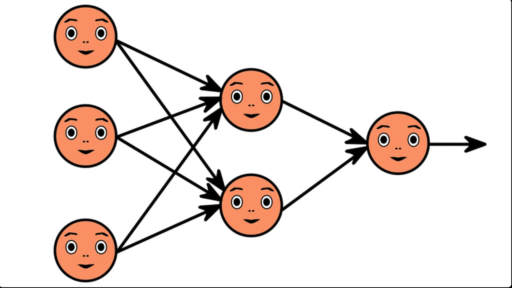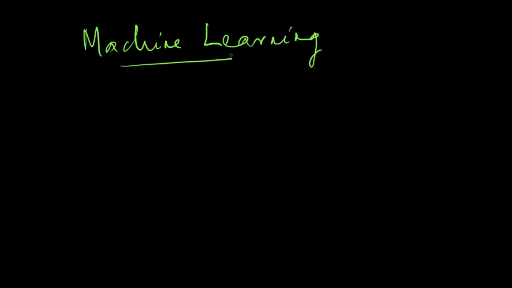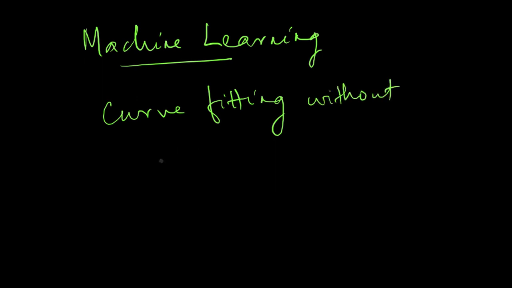So in other words, machine learning is an advanced version of curve fitting, but with the very important difference that in machine learning, you actually don't know what the curve is. So it is curve fitting without actually knowing the curve.